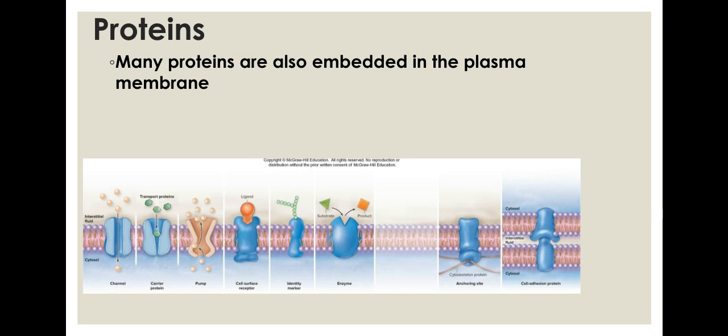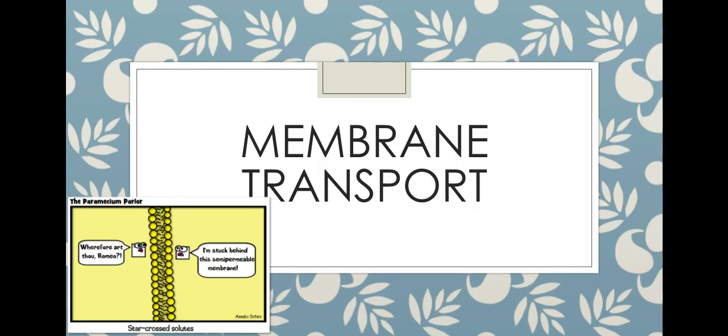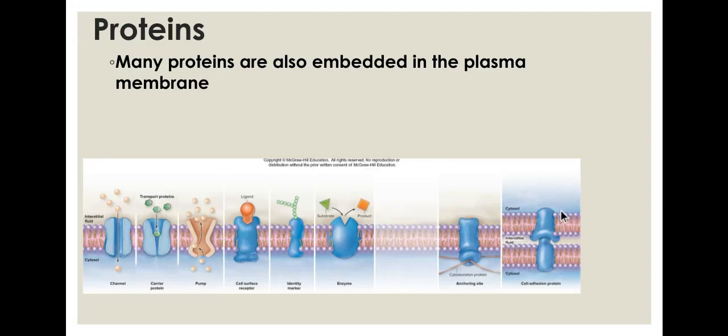You can have a surface cell receptor, so we need to have something bind to this protein in order for it to do something. Of course, we can have enzymes that make chemical reactions happen. We can have anchoring sites to help get junctions between cells. And then, of course, we can have cell adhesion proteins, which again will help stick cells together. And those are some different kinds that we have.